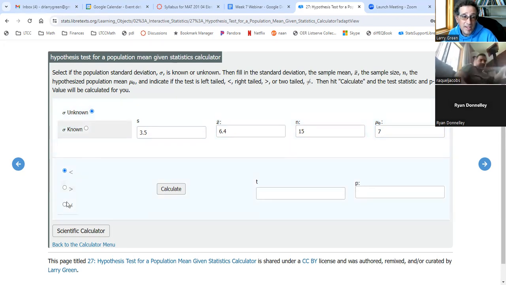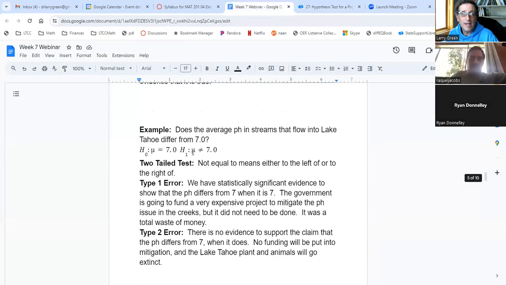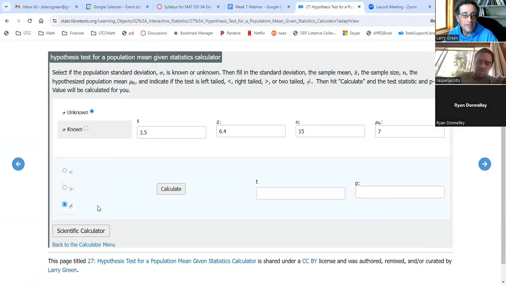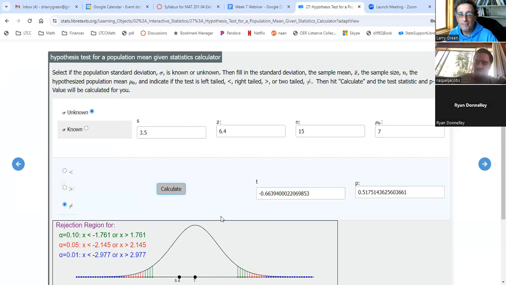Then are we doing a less than, a greater than, or not equal to? So again, that's why we have all this written first, so we can put this in. We have a not equal to. So I click on the not equal to, and hit calculate. The test statistic is negative 0.66.